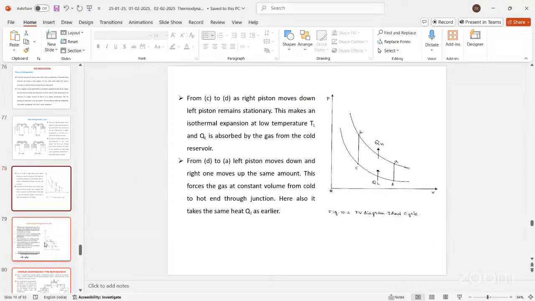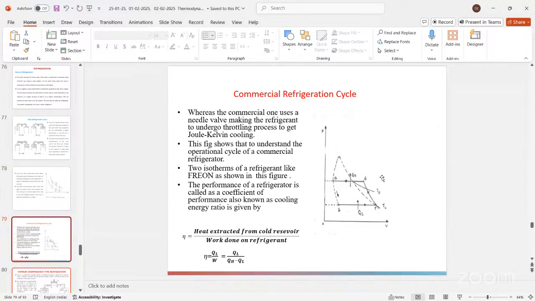And about this figure, this diagram is a commercial refrigeration cycle. What is commercial refrigeration? The ideal cycle neglects turbulence, friction, heat losses, and such difficulties.